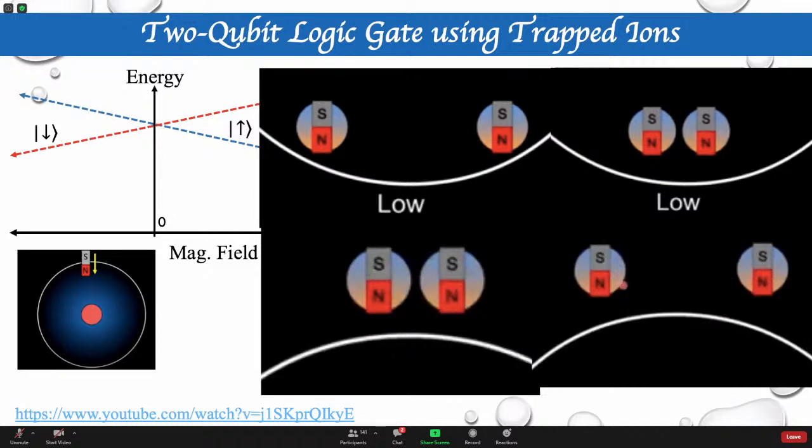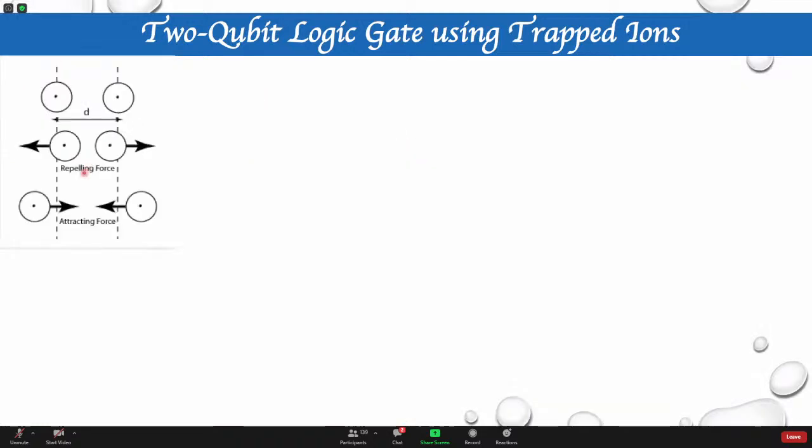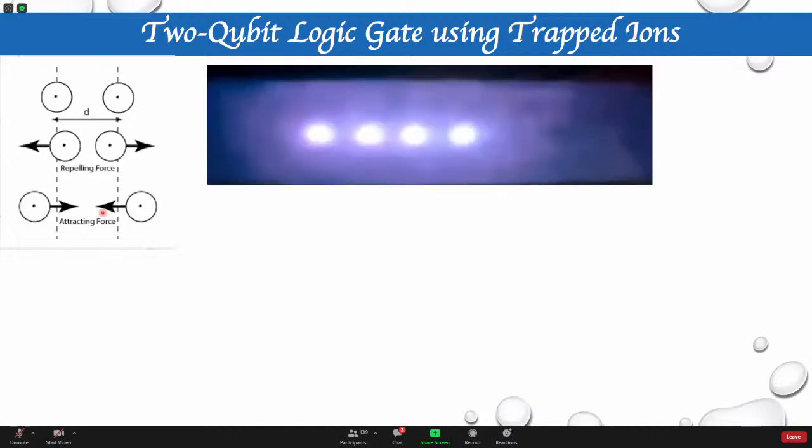Now, what you do is flip the magnetic field again so that these ions come close again. By the time they come close again, if you flip the magnetic field, they'll separate. So in that process you will be able to get some kind of motion between these ions. Here you can have an attractive and repulsive kind of force between the ions.